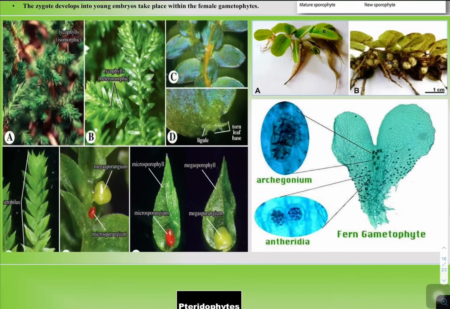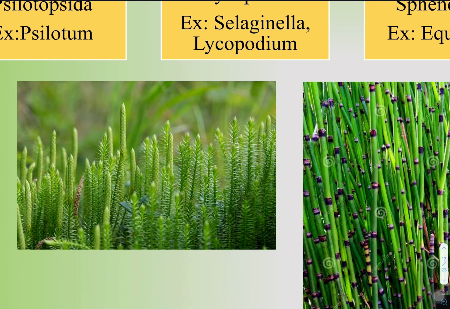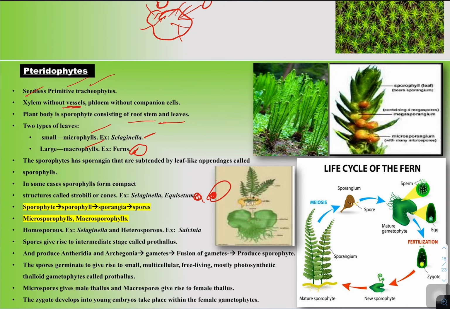See here, I will show you an example. These are spore-containing leaves, but they have formed a cone-like structure. Such structures are called strobilus. Whereas in some plants, it is free. See here, it is free. Hence, this is the difference between strobilus and microphylls or macrophylls. In some cases, sporophylls form compact structures called strobilus or cone. Examples are Selaginella or Equisetum.